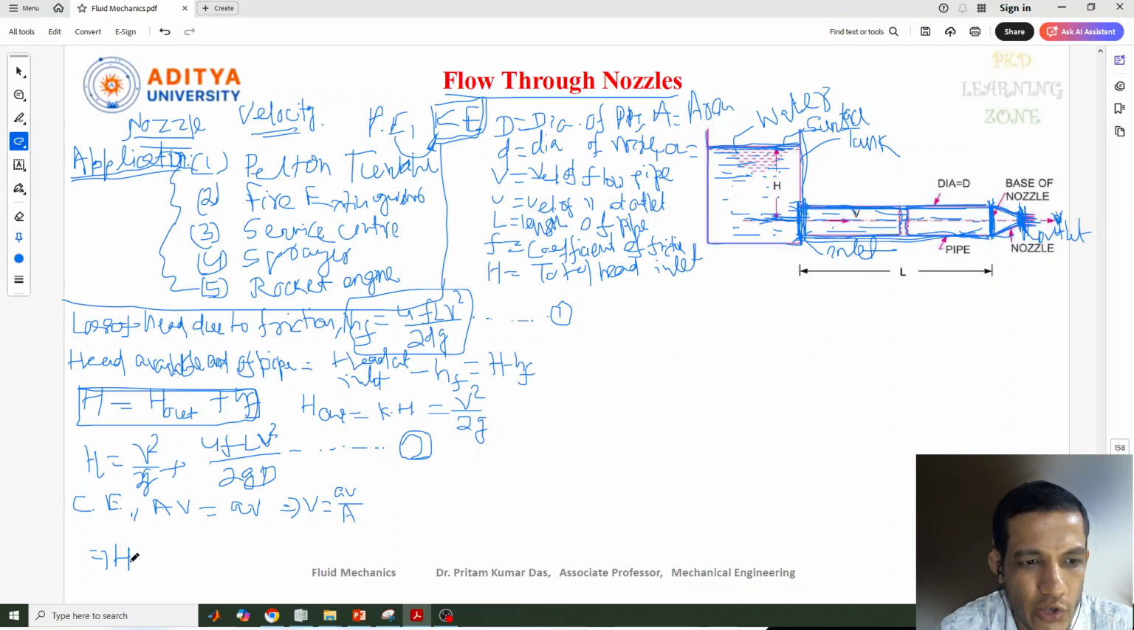So you can write H equal to V square by 2G plus 4FL V square. Again we can write A square V square. Here A square is there, capital A square will be there. So again in the denominator what is there? 2GD into capital A square. Capital A square equal to pi by 4 into D square. So this one we can write pi by 4 D square.